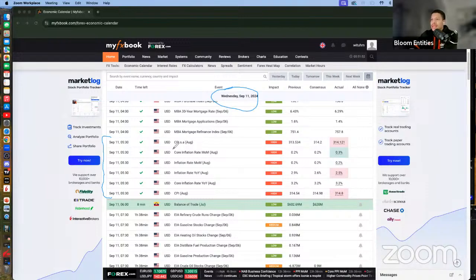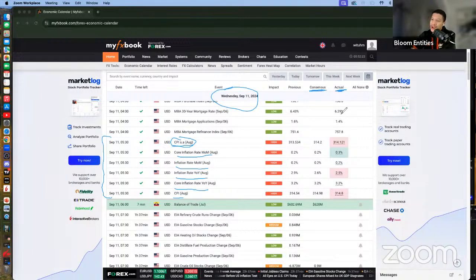But we got CPI in the month of August. We got core inflation rate month over month. We got inflation rate month over month, and we got inflation rate year over year, core inflation rate year over year, and CPI in August. Not sure the difference between these two and this bottom one here. Truly don't know. But one thing I do know is I'm paying attention to our consensus and our actual.